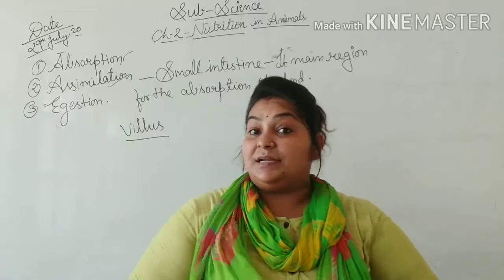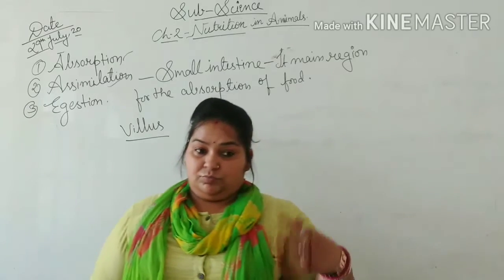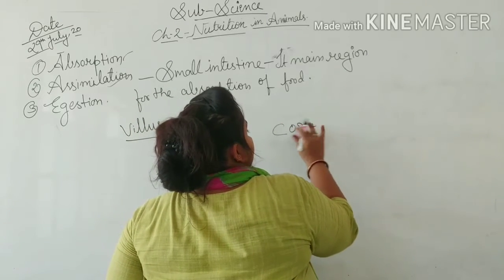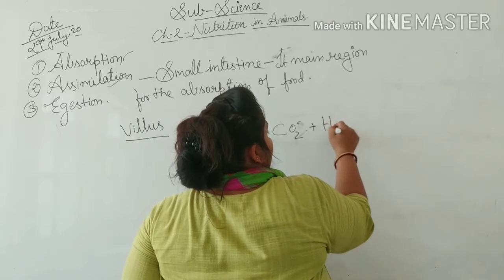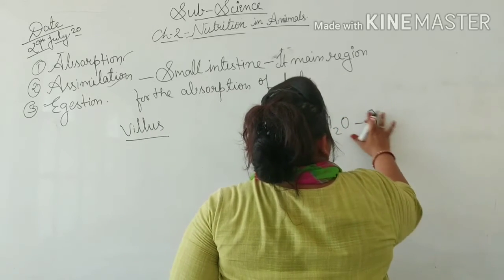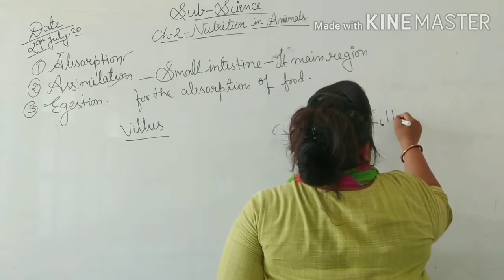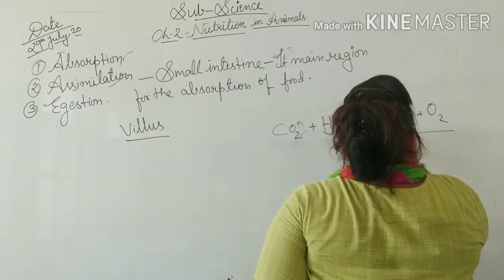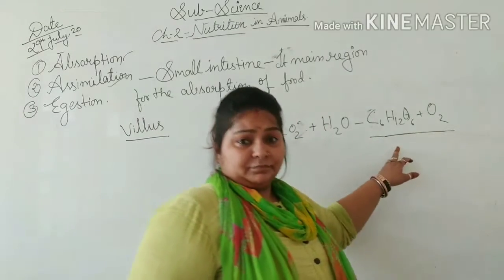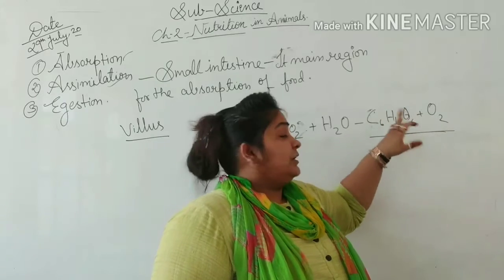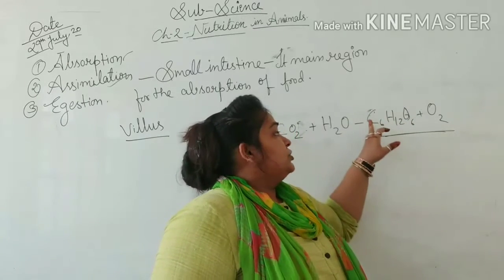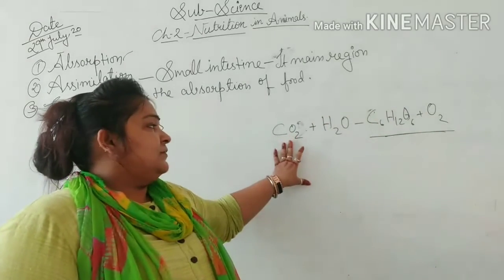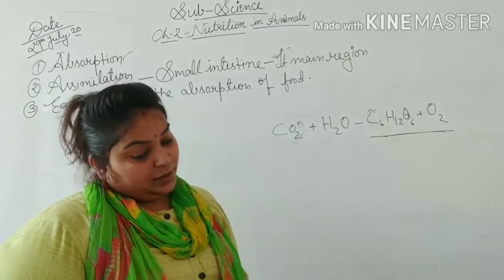You have already studied that, isn't it? In the process of photosynthesis, CO2 plus H2O releases C6H12O6 plus oxygen. And in the body, we take oxygen from outside, so glucose from the food, when it interacts with oxygen, releases water and carbon dioxide in our body.